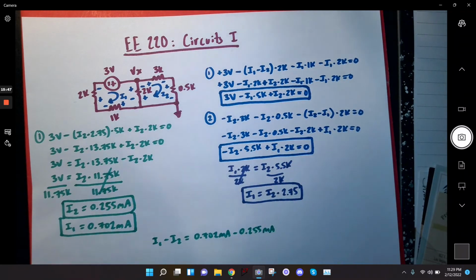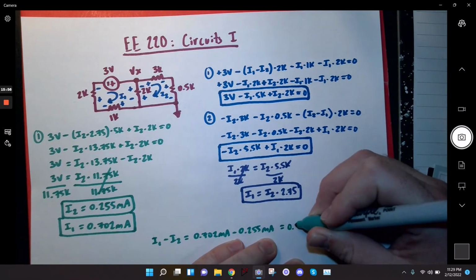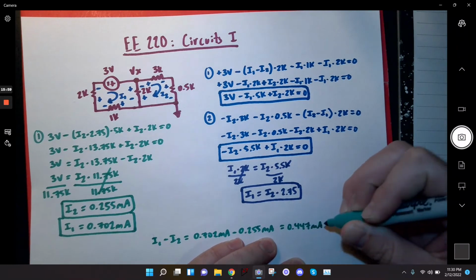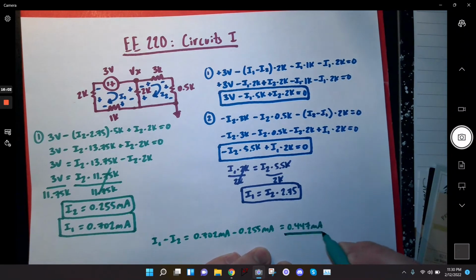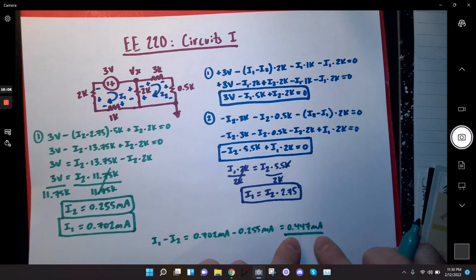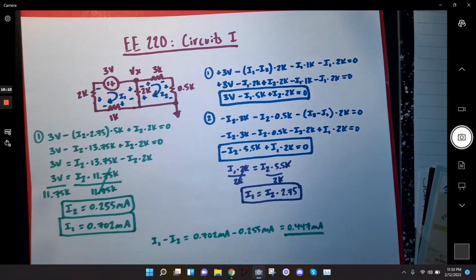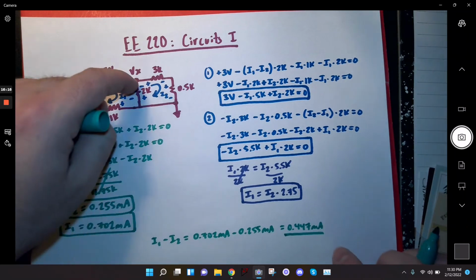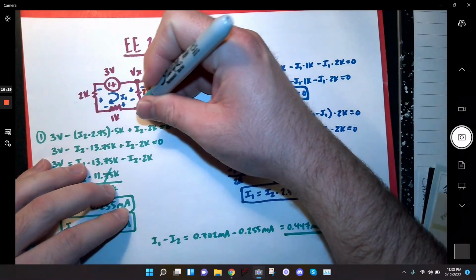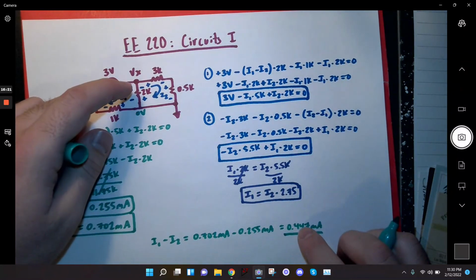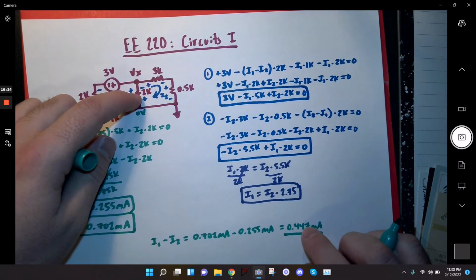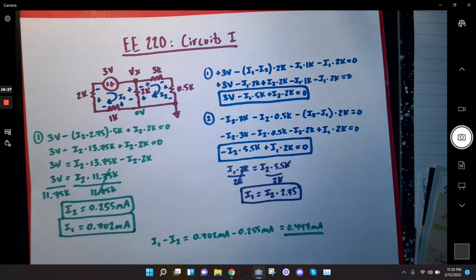And that gives me 0.447 roughly, 7 milliamps. Okay. And so now if I take that current, which is the current flowing through this 2K resistor, and I multiply it by 2K, that should give me whatever Vx is, okay? That's just using Ohm's law, right? The current through the resistor multiplied by 2K gives me the drop across the resistor. We know this is 0 volts because this is ground, so Vx is whatever I times R is, right?